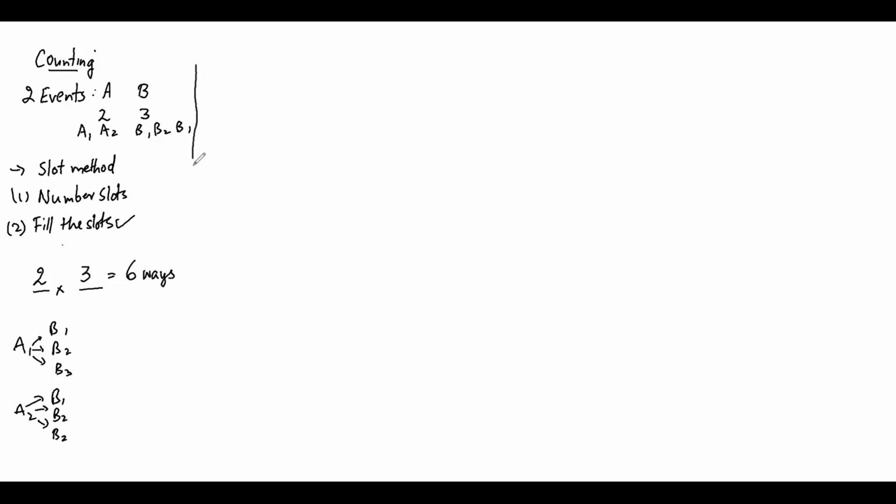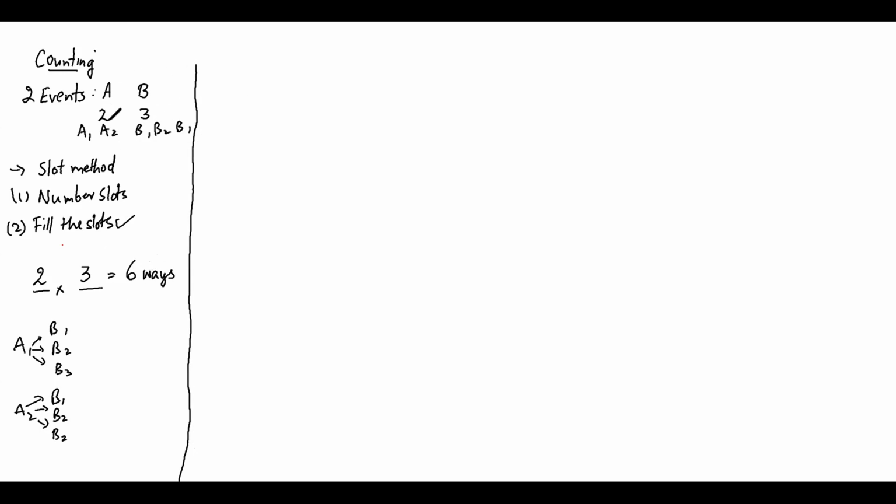That's the most basic permutation and counting question. If event A can be done in 2 ways and event B can be done in 3 ways, the total number of ways is 6. Now comes the question of some possibilities, some cases. Let's make it more complex.